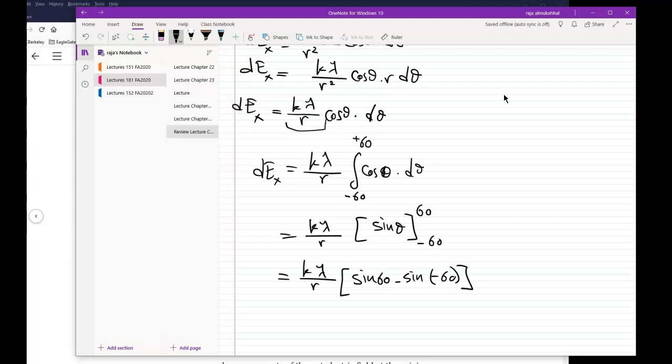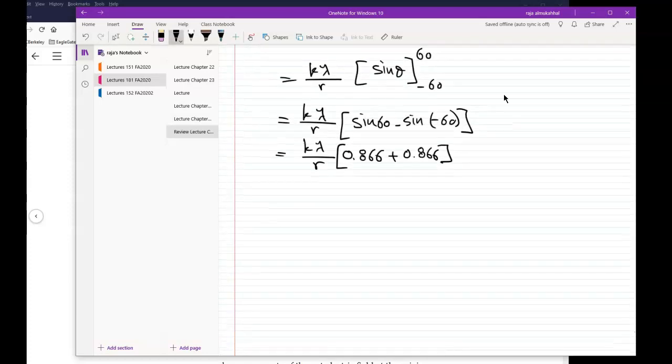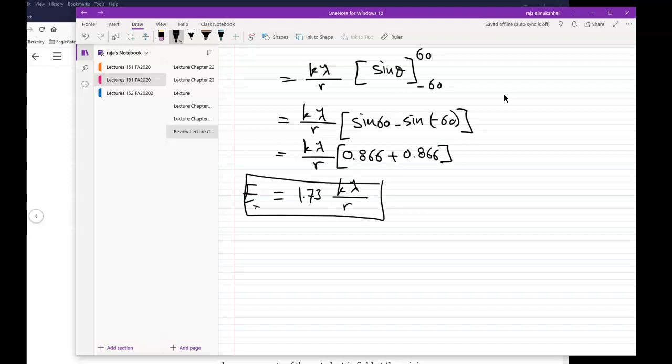And that will give me, of course, sine 60 is 0.866, so that's going to be k lambda over r times 0.866 plus 0.866, and then we finish the problem basically. So that will be equal to, if you work it out, 1.73 k lambda over r. And there we go. This is the electric field in the x direction. Again, the y direction is 0, right?